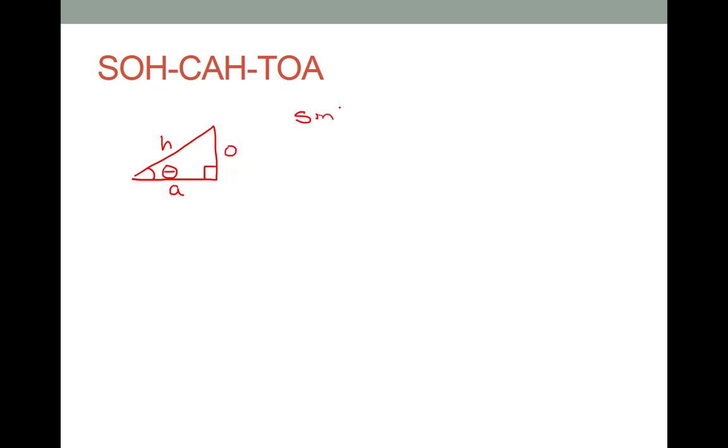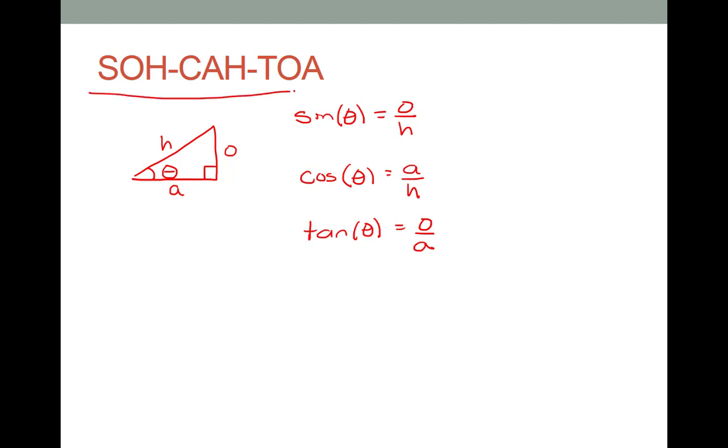In that case, the sine of theta is the ratio of the opposite side divided by the hypotenuse. The cosine of theta is the ratio of the adjacent side divided by the hypotenuse. And tangent of theta is the opposite side over adjacent. If you look at this, SOHCAHTOA. That is a way of remembering which trig function is which ratio. So sine is opposite over hypotenuse. Cosine is adjacent over hypotenuse. Tangent is opposite over adjacent.